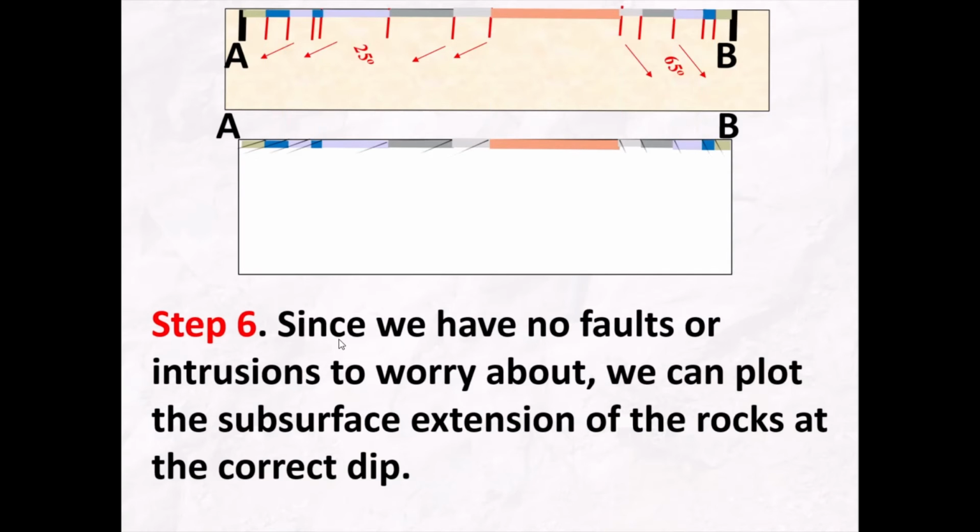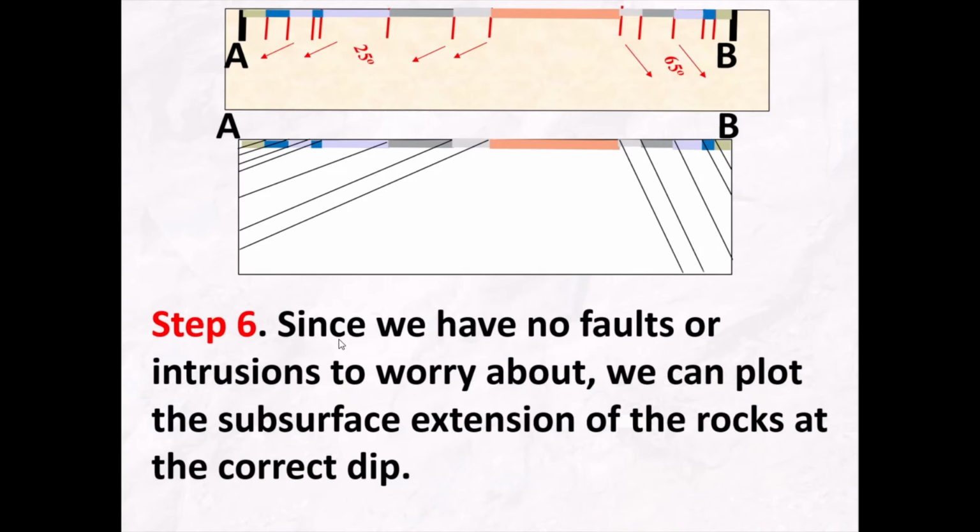And because I've got no awkward faults or cross-cutting relationships to worry about, the only thing I've got in my particular cross-section is those Devonian and Carboniferous rocks that have been folded, I can just plot their extension down into the subsurface.